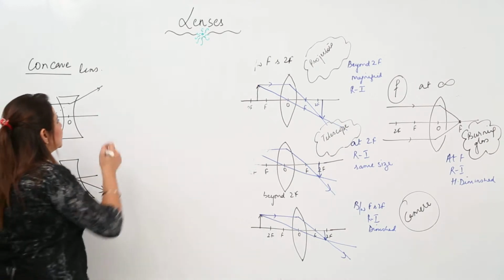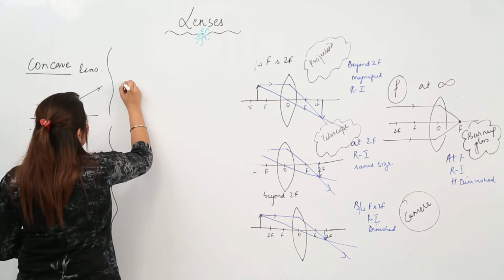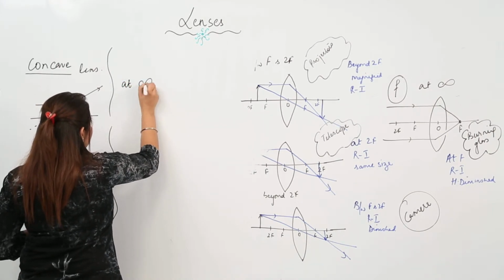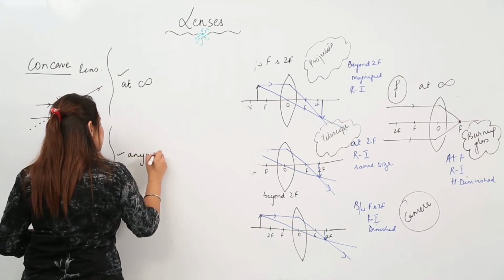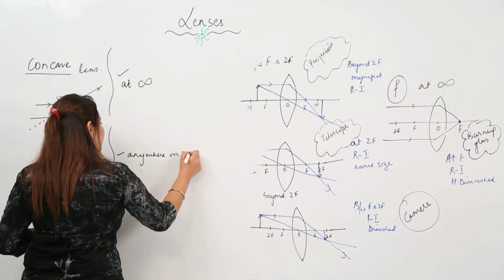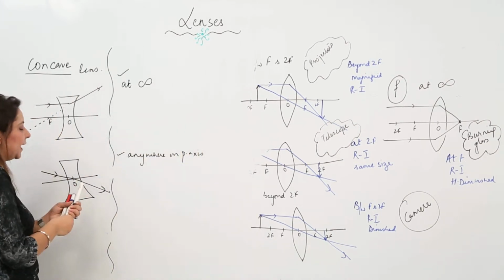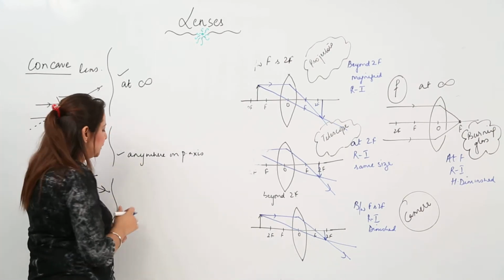So the images which we will be taking up for the concave lens, there will be only two. One is when the object is at infinity, and the second one is when the object is anywhere on the principal axis. So we will be taking only two cases, object at infinity and object anywhere on the principal axis. First we will draw a figure for anywhere on the principal axis.